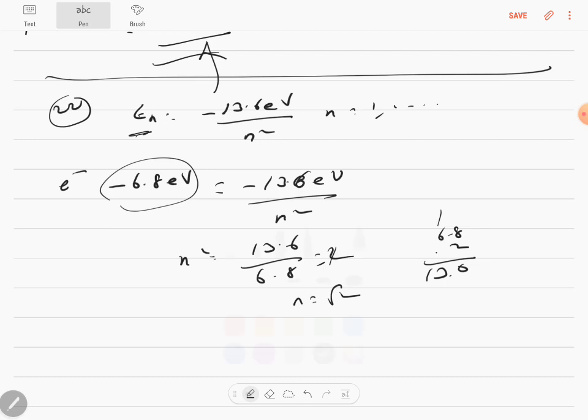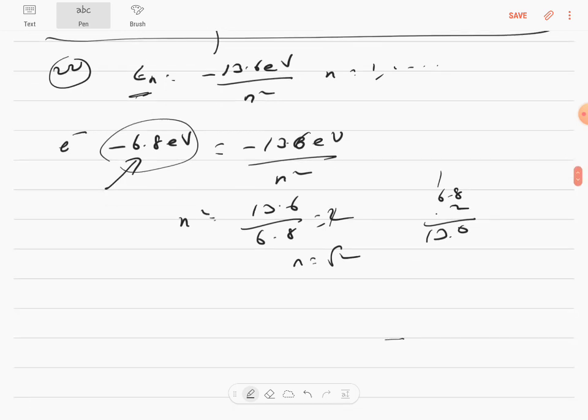What did I do? If I took the energy to be minus 6.8 to justify that, it cannot come. That should be equal to minus 13.6 by n square. So I'm trying to find what n square is. If n square is 4, then n will be 2. But n square itself cannot be 2, so n cannot be root 2. Such a thing is not possible. That's how I would justify.